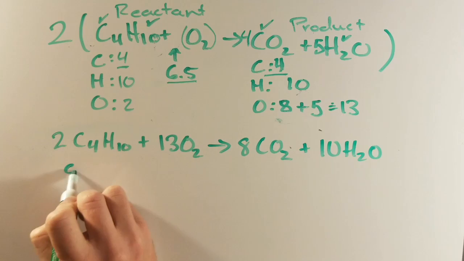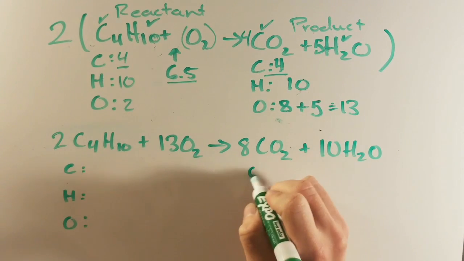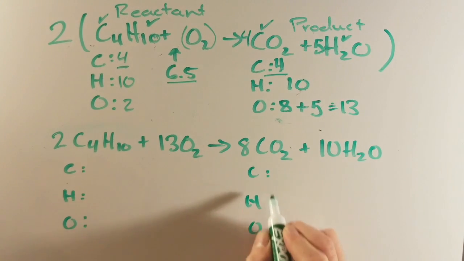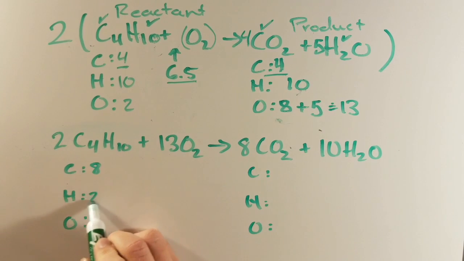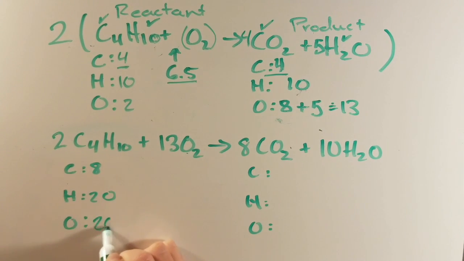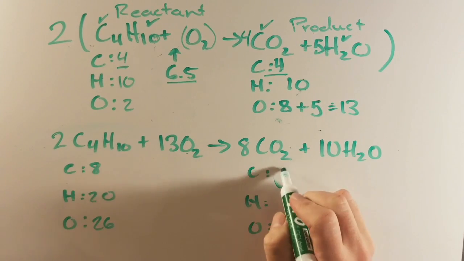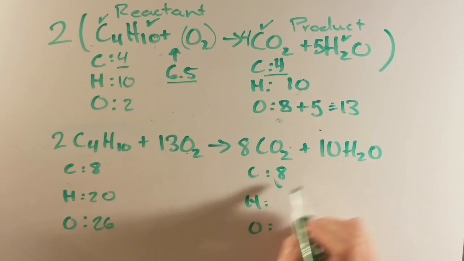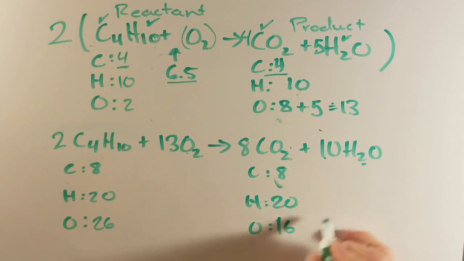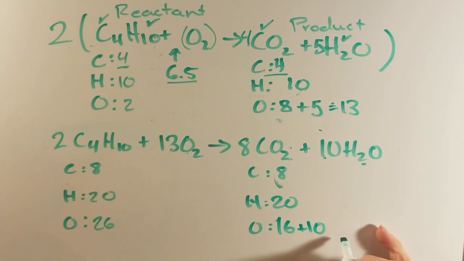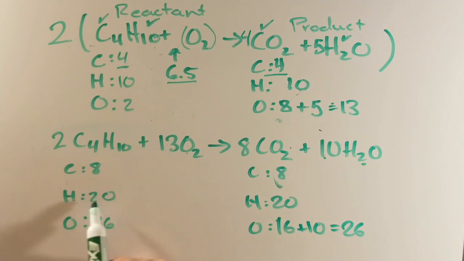So let's again add up and check to make sure that we have balanced elements on both sides. C, H, O. All right, so carbon, we have 8. Hydrogen, we have 20. Oxygen, we have 26. On the other side, carbon, we have 8. Hydrogen, we have 10 times 2, 20. And oxygen, we have 16 plus 10, which equals 26. So yay, we're balanced. Everything checks out. 26, 26, 20, 20, 8, 8.